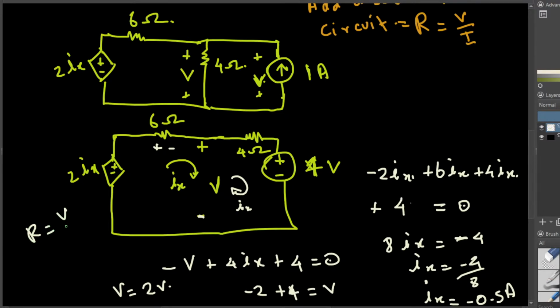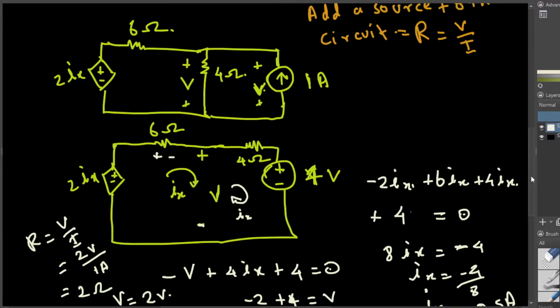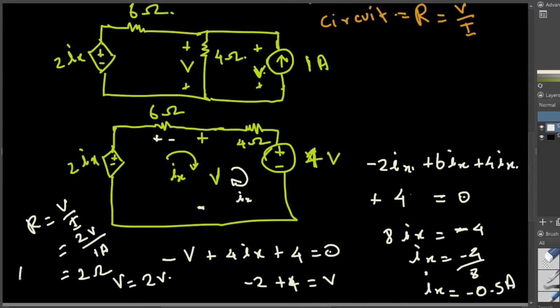Resistance is equal to V divided by I. And we found out the voltage is 2 voltage, and we put the current to be 1 ampere. So divided this one by 1 ampere, the resistance is going to be 2 ohm resistance. So what that means is the R Thevenin is 2 ohm resistance.